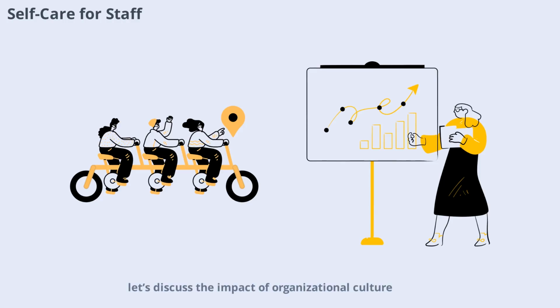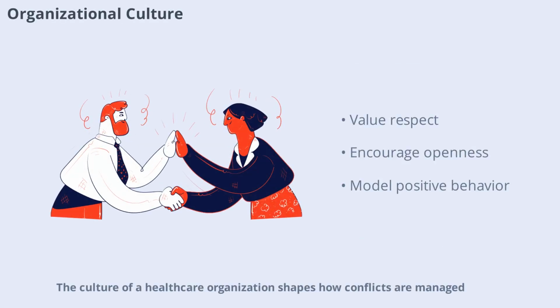Next, let's discuss the impact of organizational culture. Culture of a healthcare organization shapes how conflicts are managed. A positive culture values respect, open communication, and continuous improvement. When staff feel safe to speak up and know that their concerns will be addressed fairly, conflicts are less likely to escalate. Leadership plays a key role in setting the tone and modeling desired behaviors. By fostering a supportive culture, organizations can create an environment where conflicts are resolved quickly and effectively.